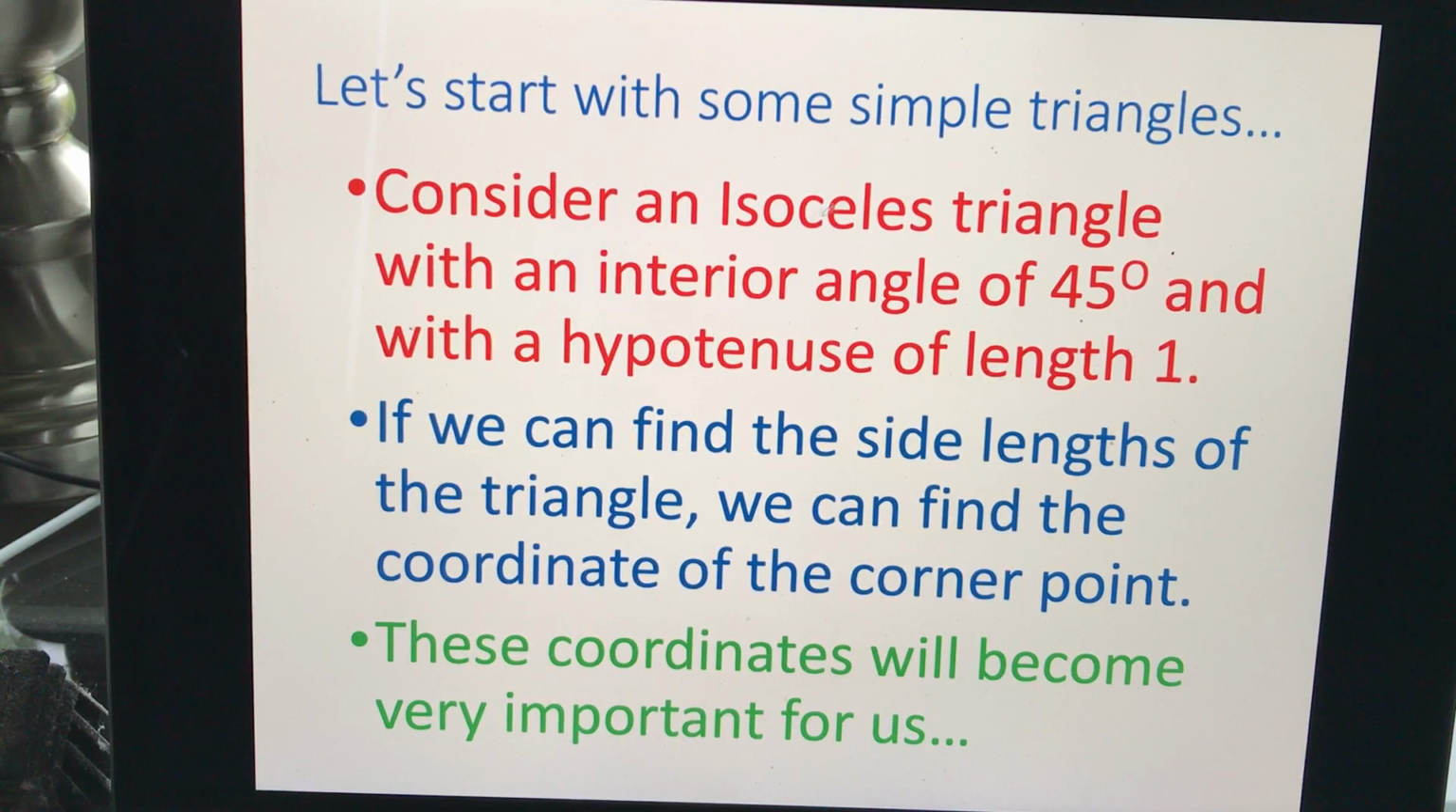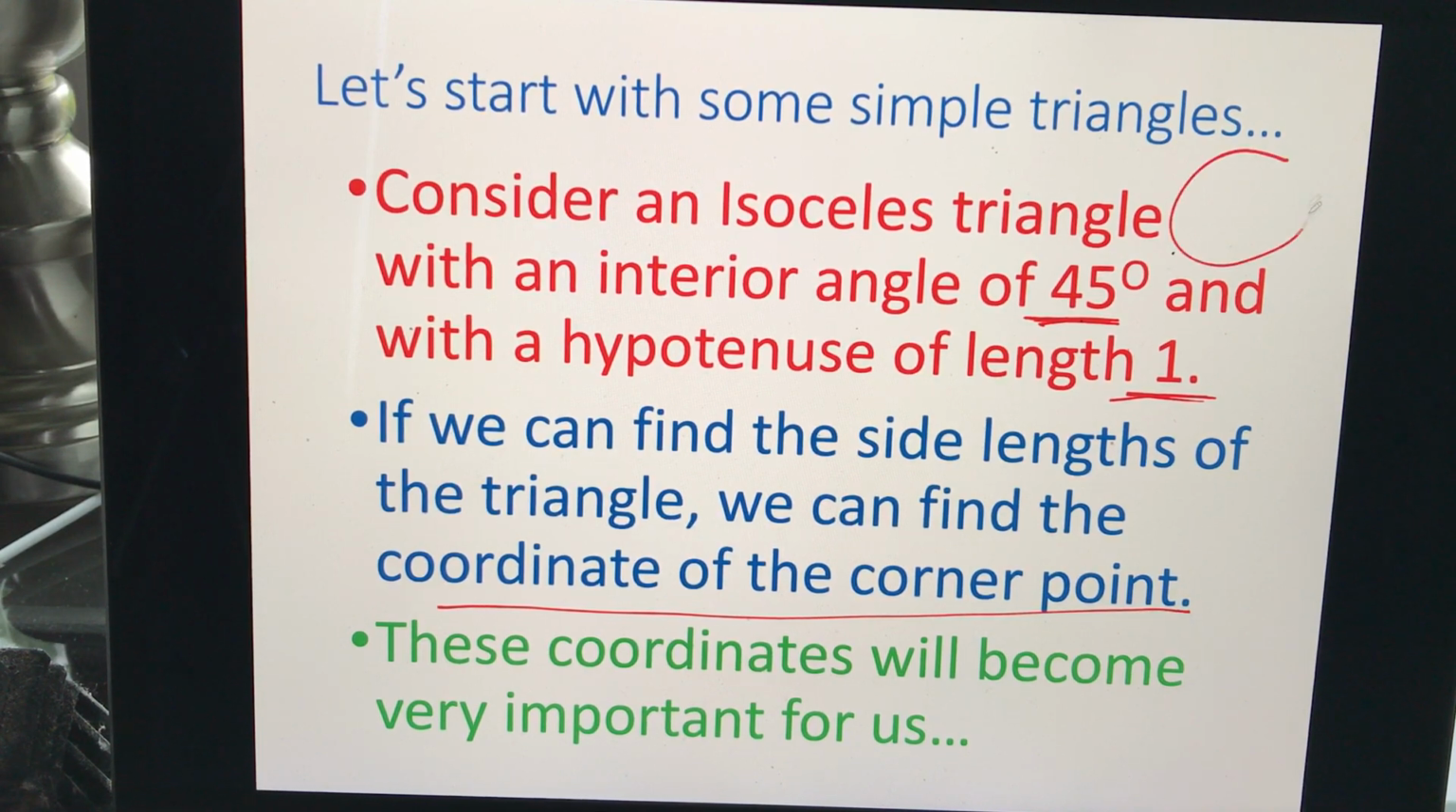So we're going to start with some simple triangles. We're going to deal with an isosceles triangle with an interior angle of 45 degrees. That's probably the easiest place to start, and it has a hypotenuse of 1. If we can find the side lengths of the triangle, then we can find the coordinate of that upper corner point I was talking about. If I draw a triangle like this and find the length of this side and the length of this side, that's going to end up being the coordinate of that point, right? Coordinates and sides of triangles go together.